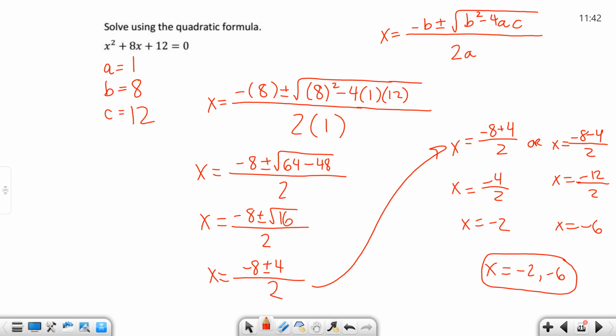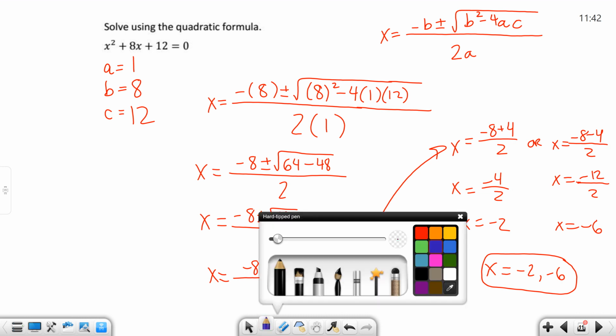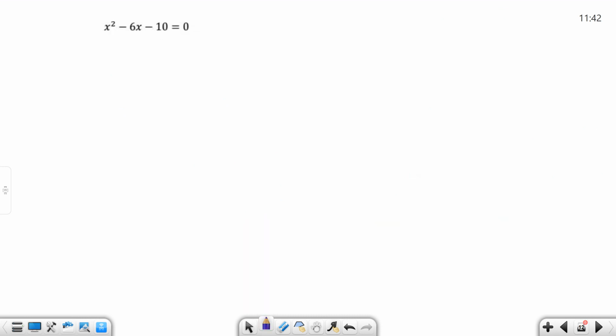So, but that was a lot of stuff, okay? That was a lot to do there. So as we go through these, let's look at the next one here. X squared minus 6x minus 10 equals 0. So it's equal to 0. I can't factor it. Factors of 10 that subtract to give me 6 can't happen.